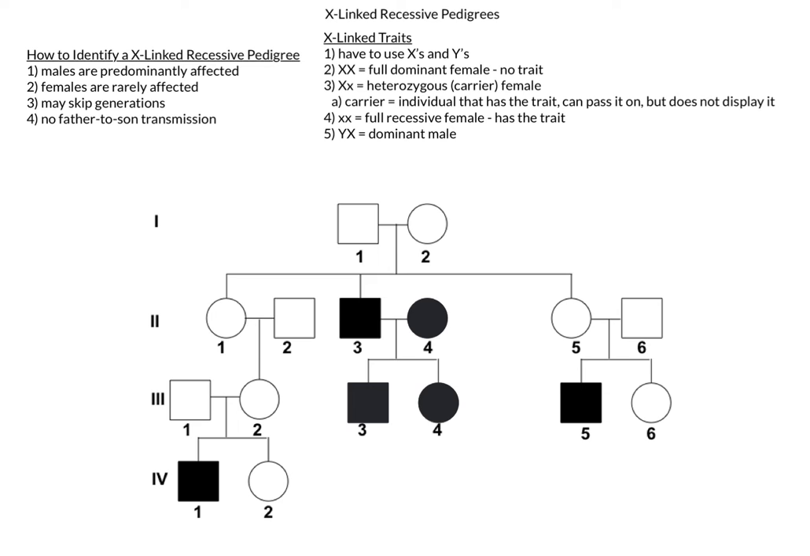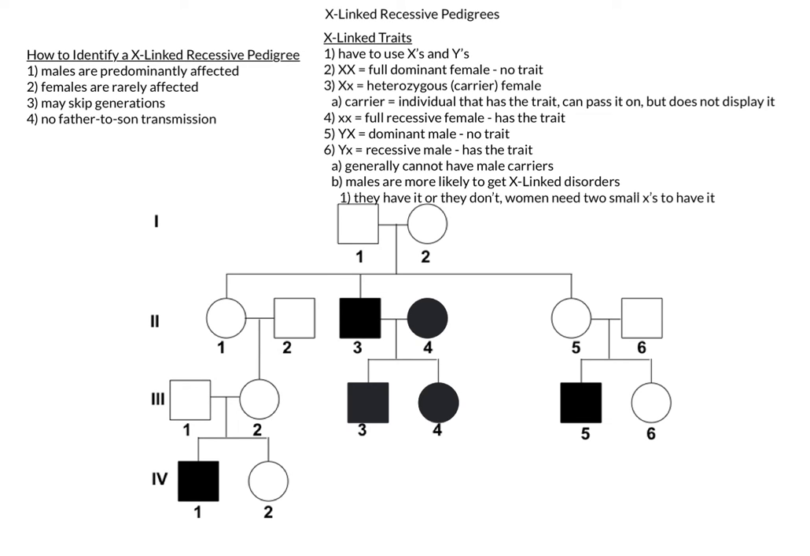Y big X, which is a male without the trait, and Y little x, which is a male that has the trait. Note that since males have either a big X or a little x, and generally do not have both, we can't have male carriers. This also explains why males are more likely to have X-linked disorders. They either have it, having the small x, or they don't, having the big X. Women are less likely to get it as they need 2 small x's in order to get the trait.